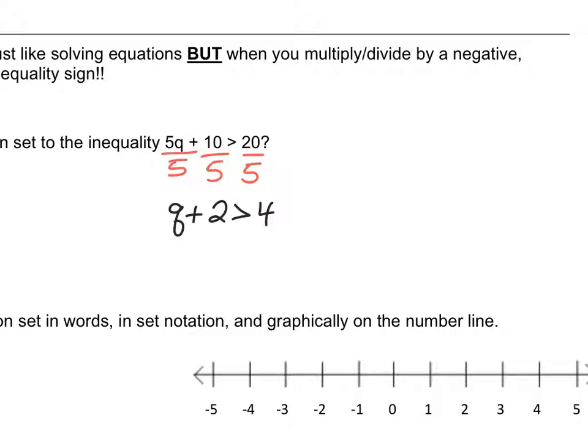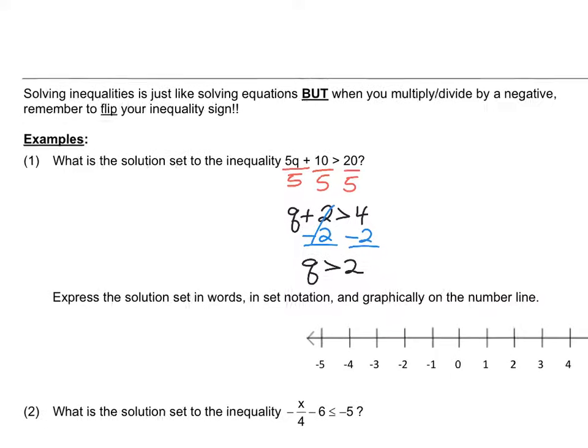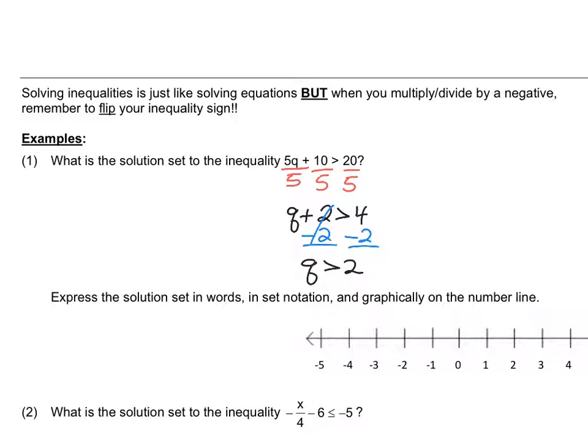So now what do I do? Subtract both sides, yeah. Take that 2 away. And we'll have Q is greater than 2. And a fun fact, a Q is not a Y. Q is greater than 2. All right, it's asking what's the solution set to the inequality.